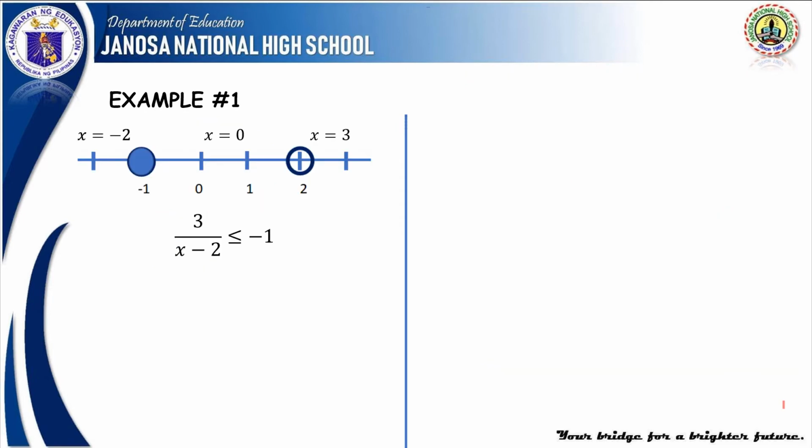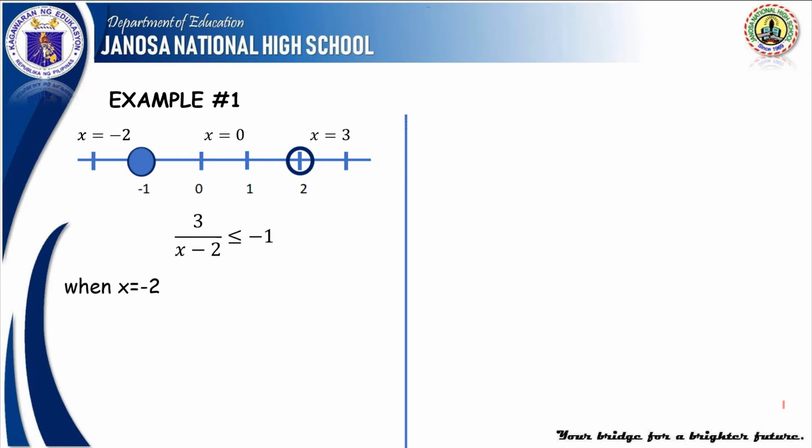So now, we will try to substitute some test values in each interval. Let's have x is equal to negative 2, which is on the left side of negative 1. x is equal to 0, between negative 1 and 2. And x is equal to 3, which is on the right side of 2.